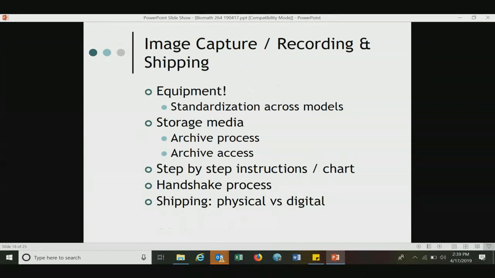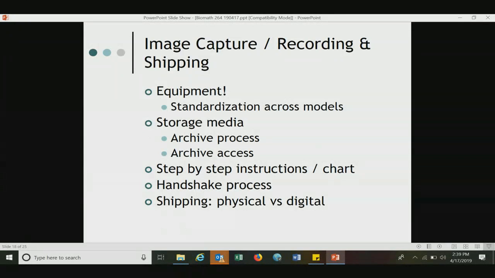For the storage media, you want to understand how you archive, so what's the archive process? With DEXAs, you used to burn them onto these disks. And then how are you going to access that archive later? It may be totally obvious how you're going to store it, but you might need that machine to read the archive. And if it's 10 years later and it's become obsolete... That's right. Exactly. So again, you're looking at step-by-step instructions and the pass-off.